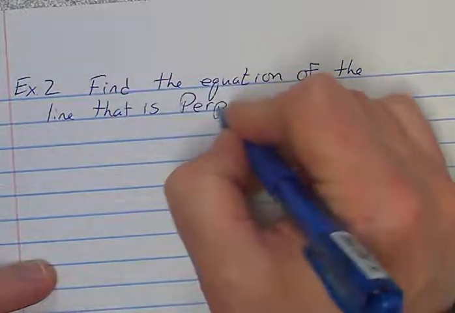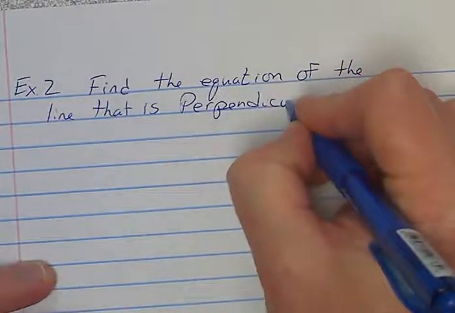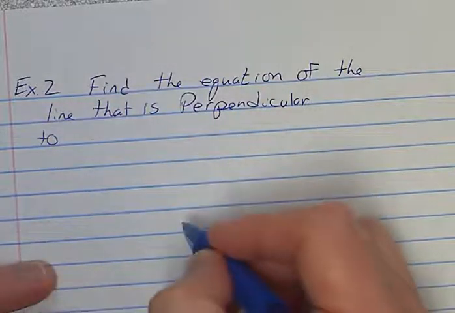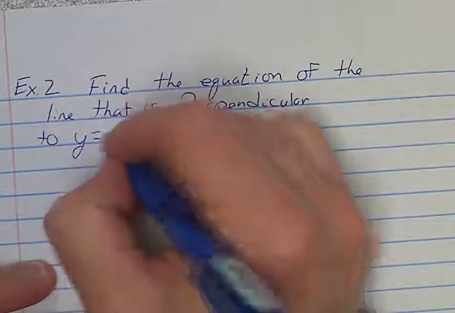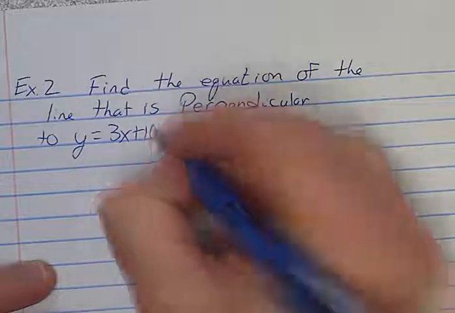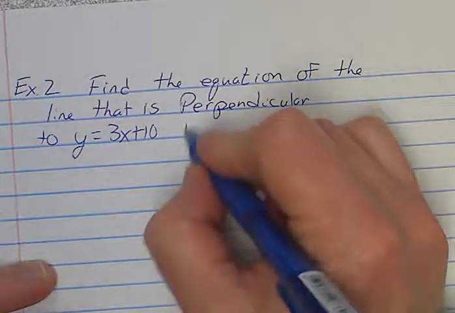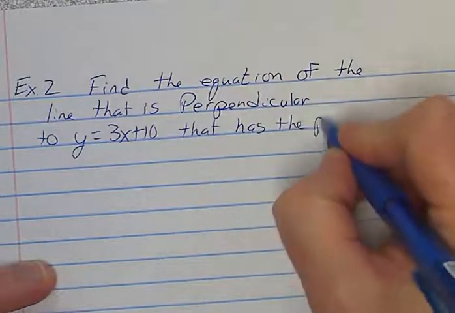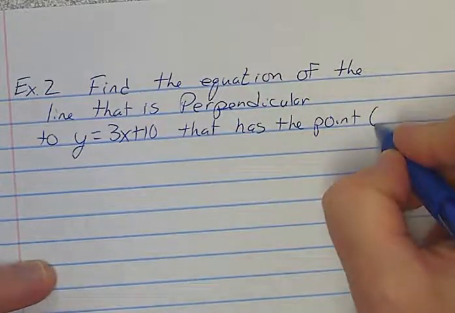Okay, so for example 2, still going to do the same thing. Find the equation of the line that's perpendicular to y equals 3x plus 10 that has the point (6, 4).